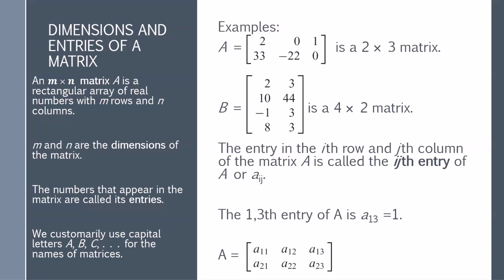Matrix B has 4 rows and 2 columns, making it a 4 by 2 matrix. If you want to refer to entries in the matrix, then you refer to the entry in the ith row and jth column as the ijth entry. So for example, A22 is negative 22. B41 is going to be 8. B32 is going to be 3.